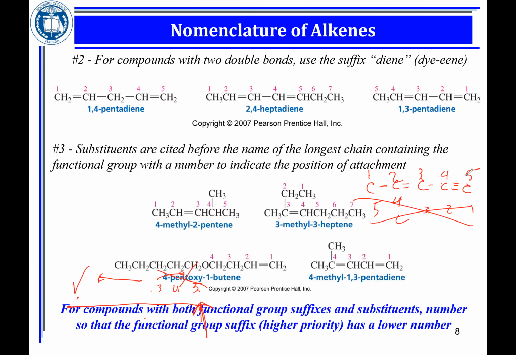If you have two double bonds, then the general name for your molecule is going to be a diene.